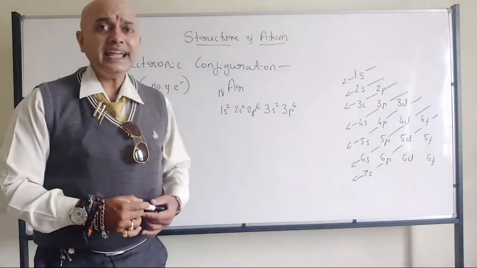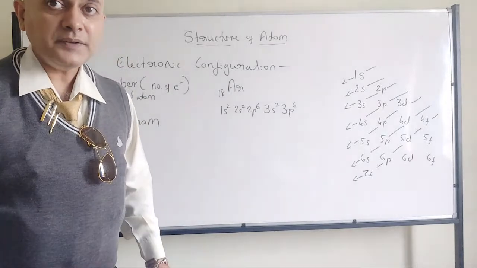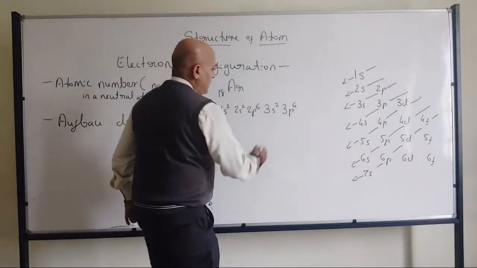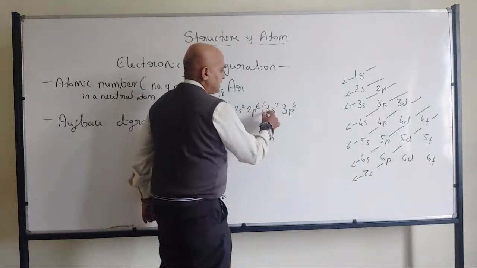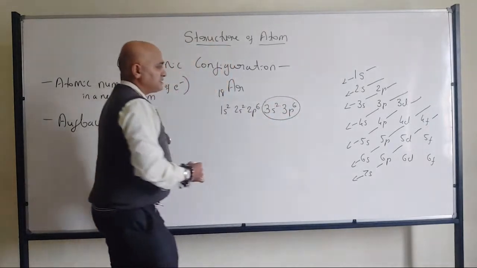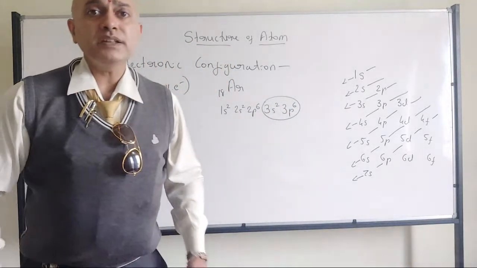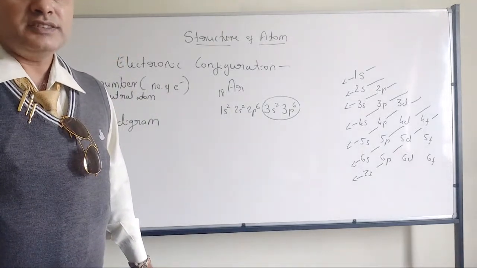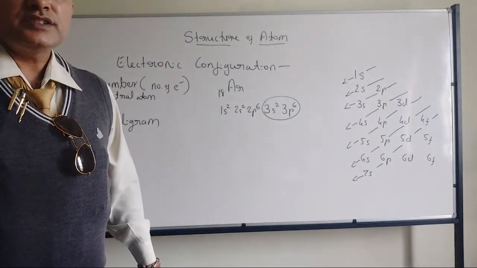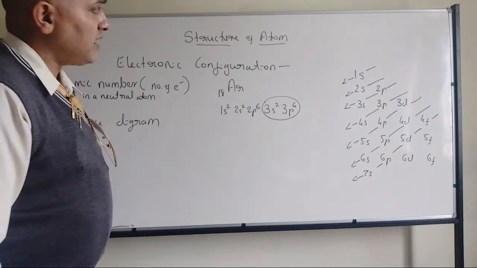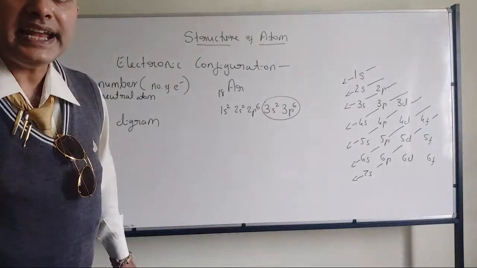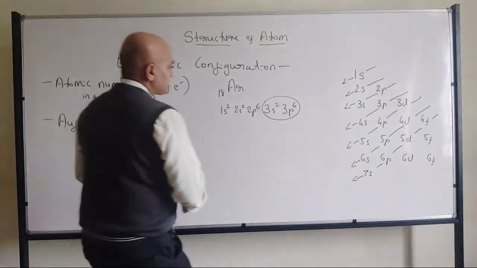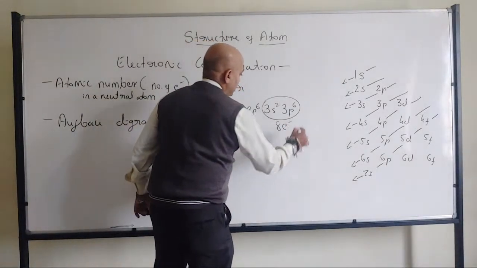So total 18. Right? Now if I want to show only outer electrons, then these are the outer electrons because they are present with the highest principal quantum number. So they are the valence electrons. So what is the total valence electron count in argon? It is 8.